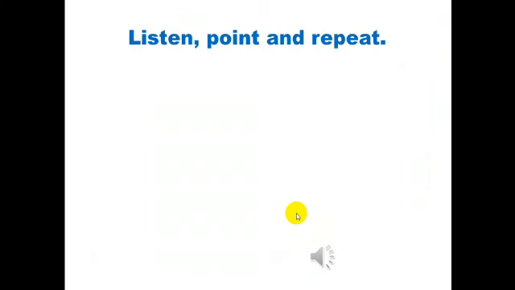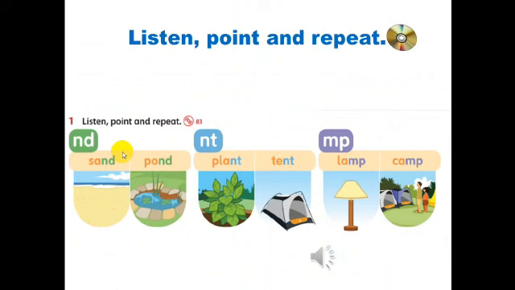Now, let's start with our lesson, please. Open your class book. Listen, point, and repeat. End. End. Okay? Sand, sand, and pond, and plant, plant, tent, and lamp, camp. Okay? So, we have these sounds and they come in word endings.